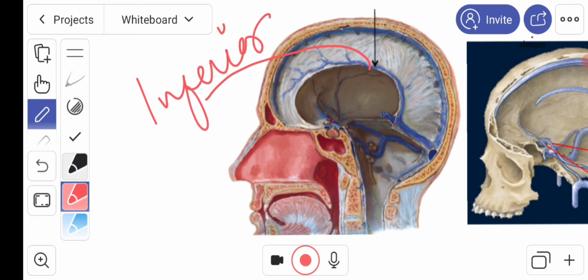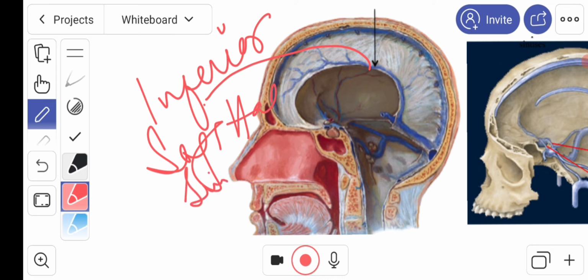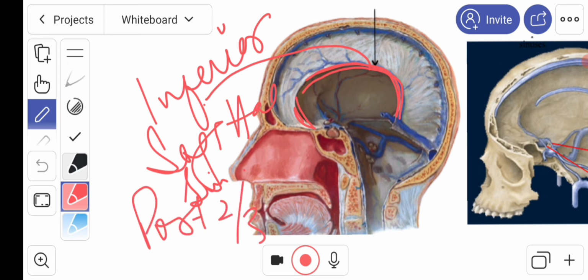Now the inferior sagittal sinus. This is the inferior sagittal sinus. It lies within the posterior two-thirds. See, this is the anterior one-third and this is the posterior two-thirds. So it lies within the posterior two-thirds of the free margin of the falx cerebri.